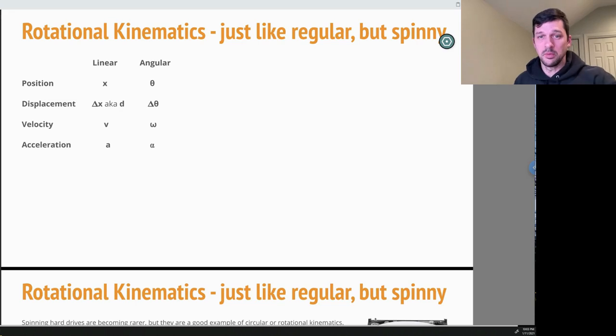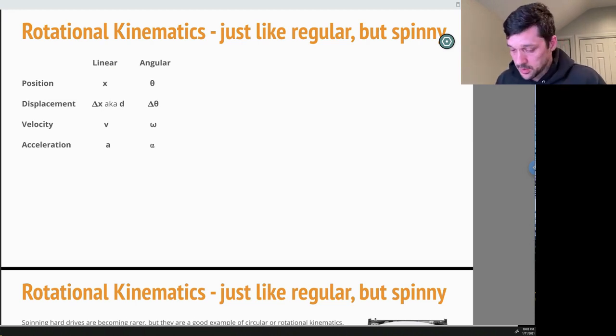We are going to talk about rotational kinematics. It's just like regular kinematics, but spinny. It really is just like regular kinematics. It has all of the same quantities.